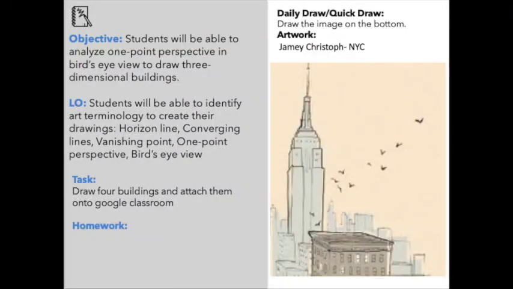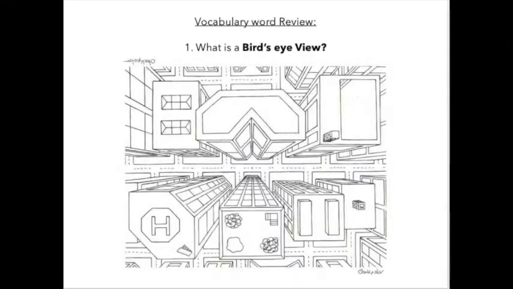So today's objective is that students will be able to analyze 1 point perspective in bird's eye view to draw your three-dimensional buildings. What we're going to do first is look at the bird's eye view. For those students who don't remember, bird's eye view is the view from up top to the bottom. So that's not the same as looking at it from the side. You must be looking at it from the top.